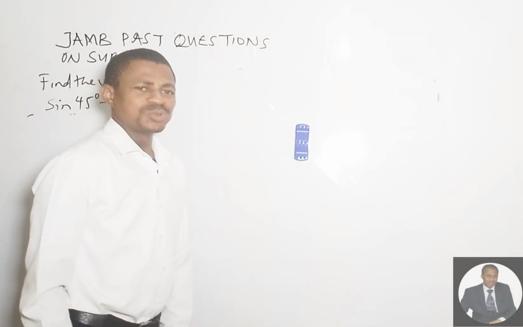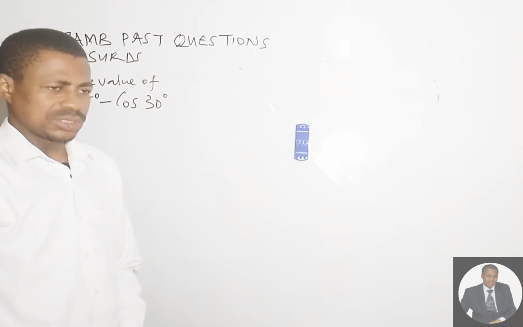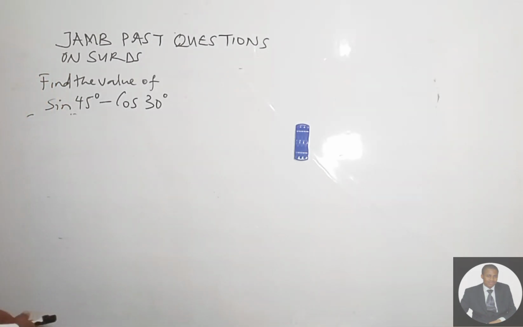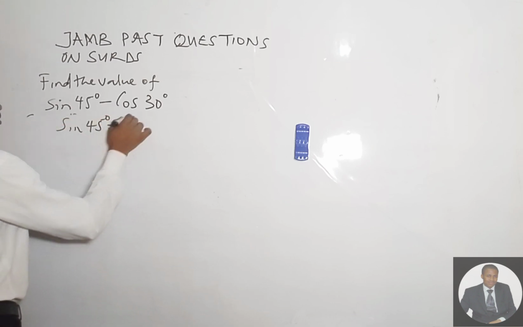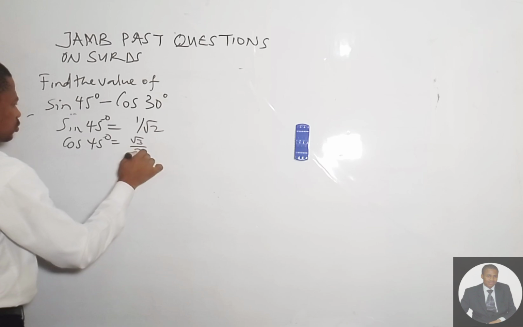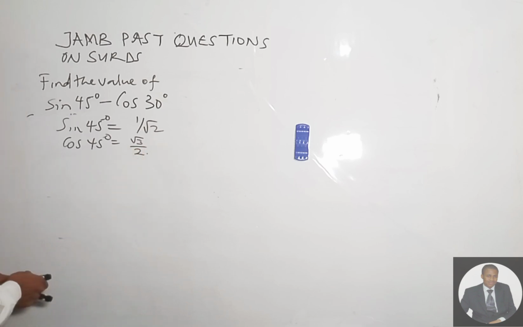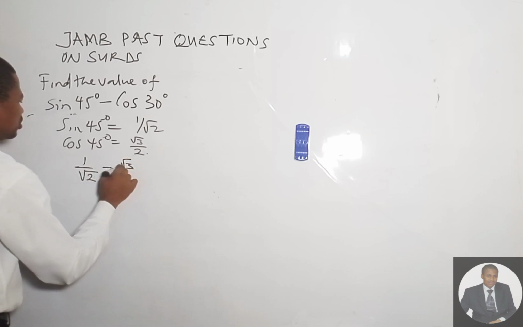Good day, everyone. We want to continue with our questions on surds. We have this question: find the value of sine 45 degrees minus cos 30 degrees. What's sine 45 degrees? Sine 45 degrees is 1 over root 2, while cos 30 degrees is root 3 over 2. So what this simply means is 1 over root 2 minus root 3 over 2.